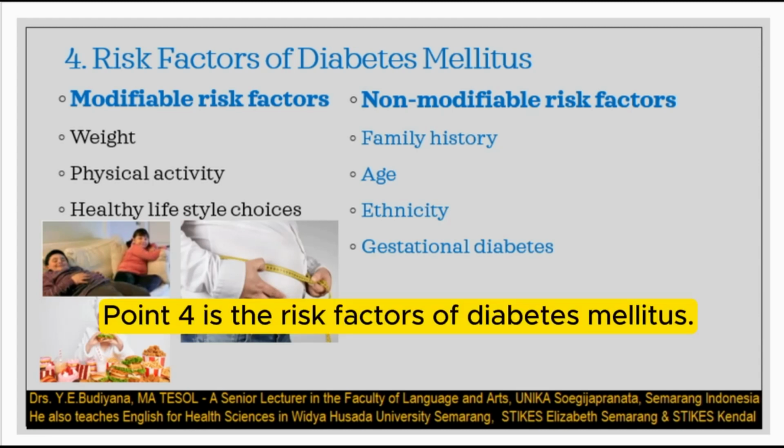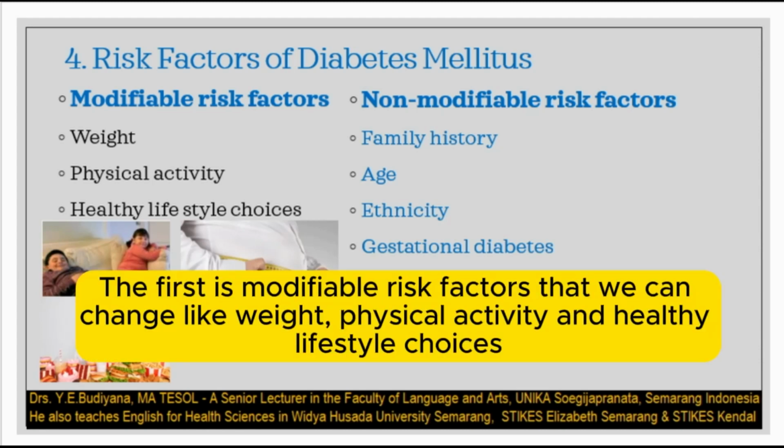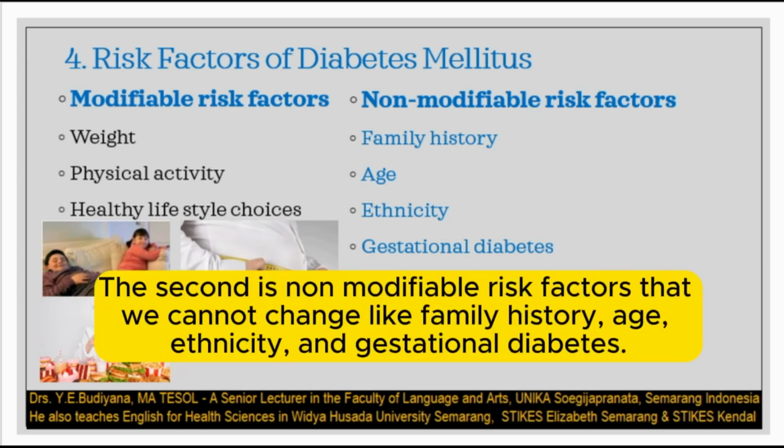Point 4 is the risk factors of diabetes mellitus. There are 2 risk factors of diabetes mellitus. The first is modifiable risk factors that we can change, like weight, physical activity, and healthy lifestyle choices. The second is non-modifiable risk factors that we cannot change, like family history, age, ethnicity, and gestational diabetes.